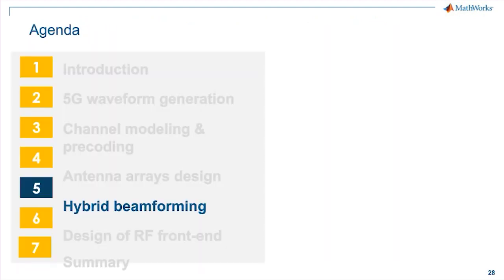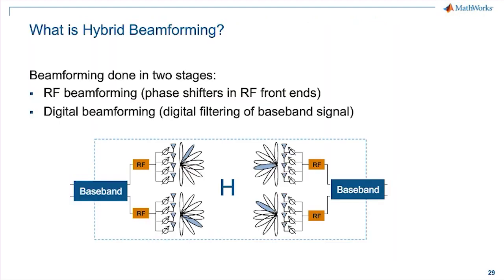Let's talk about hybrid beamforming. It's essentially beamforming, which is a part of the food groups for MIMO systems in 5G, done in two stages. You have an RF beamforming, which doesn't use those amplifiers and so on.